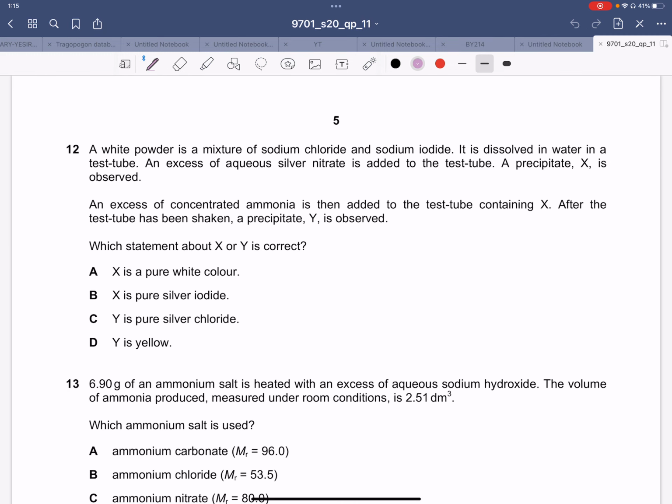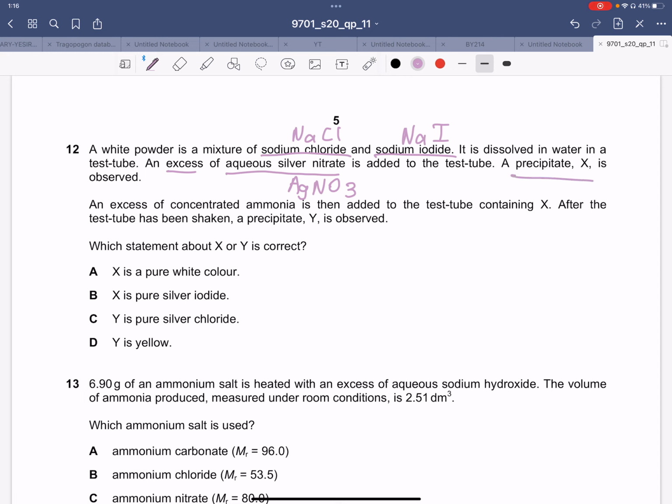Okay, so last time we left off with this. A white powder is a mixture of sodium chloride and sodium iodide. So that's NaCl and NaI. It is dissolved in water in a test tube, and then an excess, that's important, an excess of aqueous silver nitrate, which is AgNO3, is added to the test tube. A precipitate X is observed.